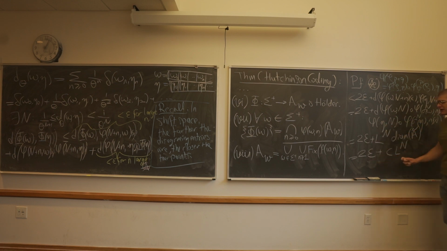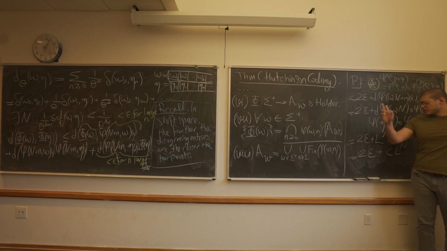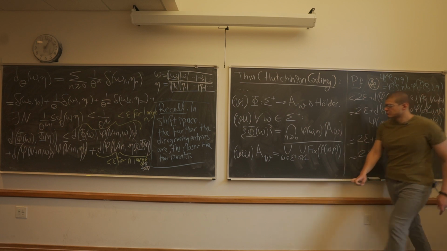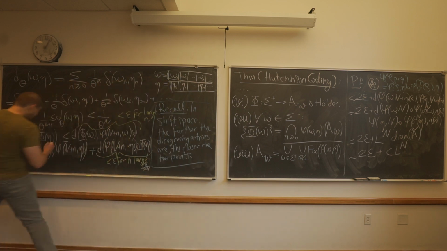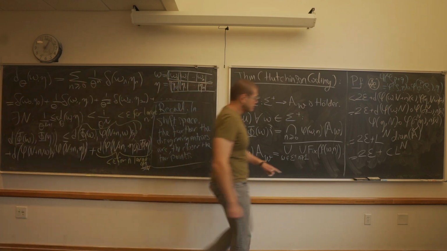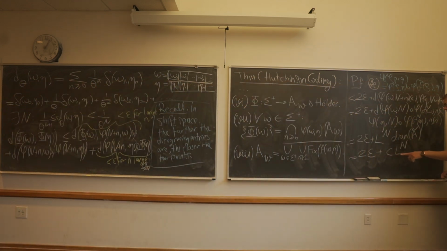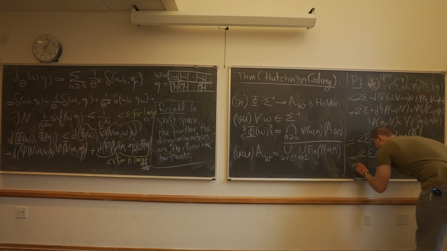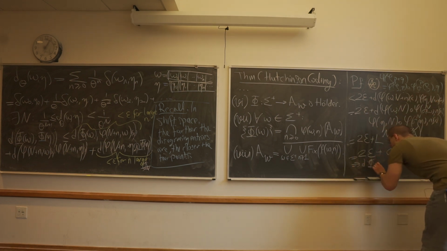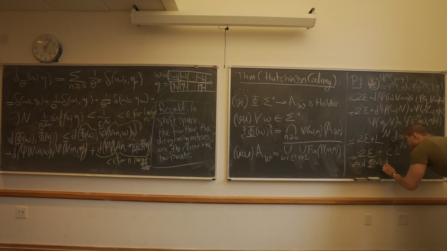So ultimately, I was able to get something of the form, for any epsilon, this distance is bounded by 2 epsilon plus C times L to the capital N. Well, I can take epsilon to 0 to get rid of this piece. Or if you want, I can take the infimum over epsilons. And then I have this.